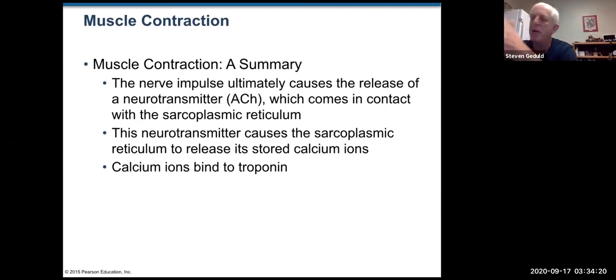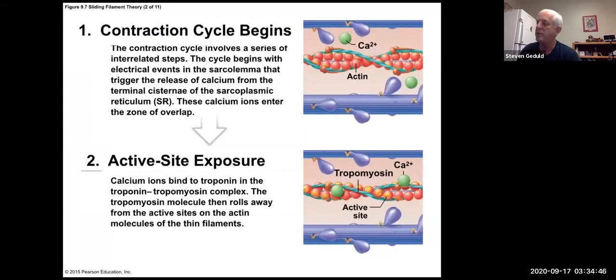So muscle contraction, to sum up that video: a nerve impulse, okay, causes a release of the neurotransmitter acetylcholine, which comes in contact with the sarcoplasmic reticulum. Okay? Neurotransmitter causes the sarcoplasmic reticulum to release its stored calcium ions. Calcium ions bind to troponin. Okay? And that begins your contraction. So there's your calcium ion. So the contraction is a series of all these steps.